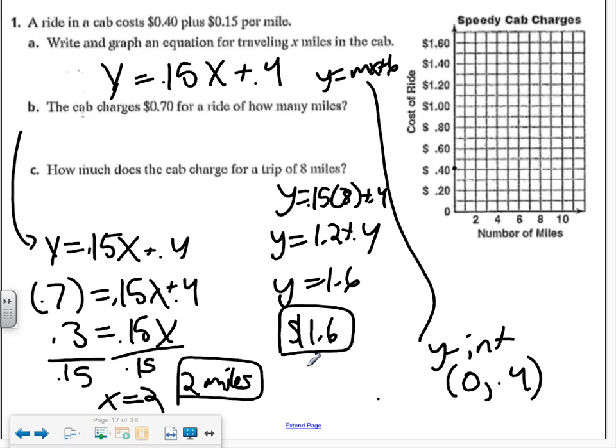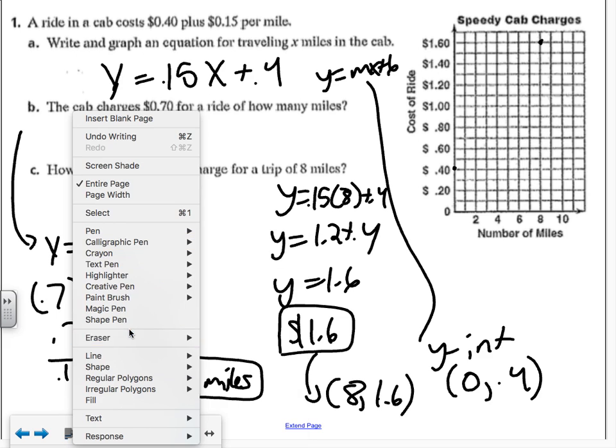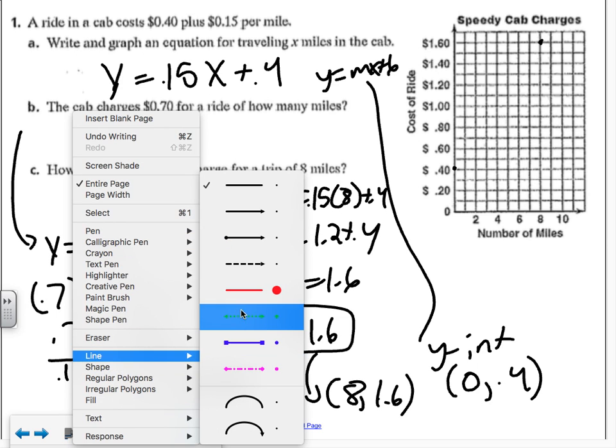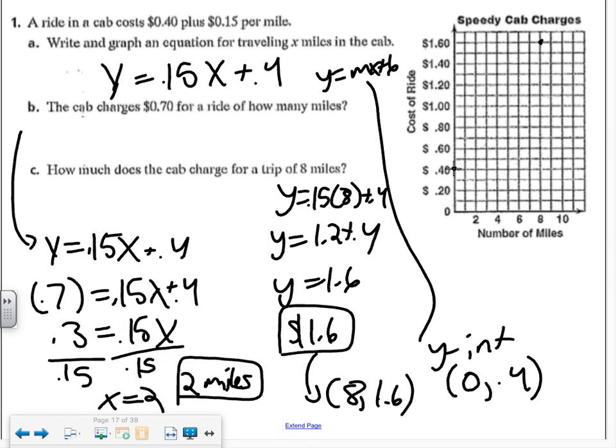If you look here, the ordered pair that corresponds is x is 8, y is 1.6. So that's the solution to the equation. We know it's on the graph. I'm going to go over to 8 and 1.6 on the graph. All right, so now we just need to connect these. And I missed a little bit there, but I can fix that.